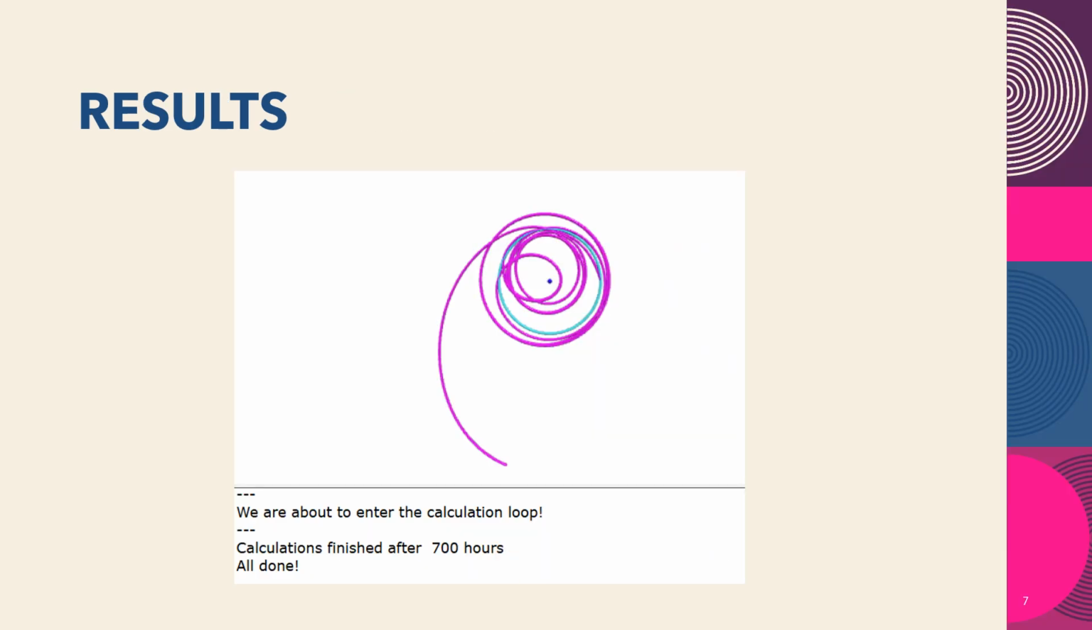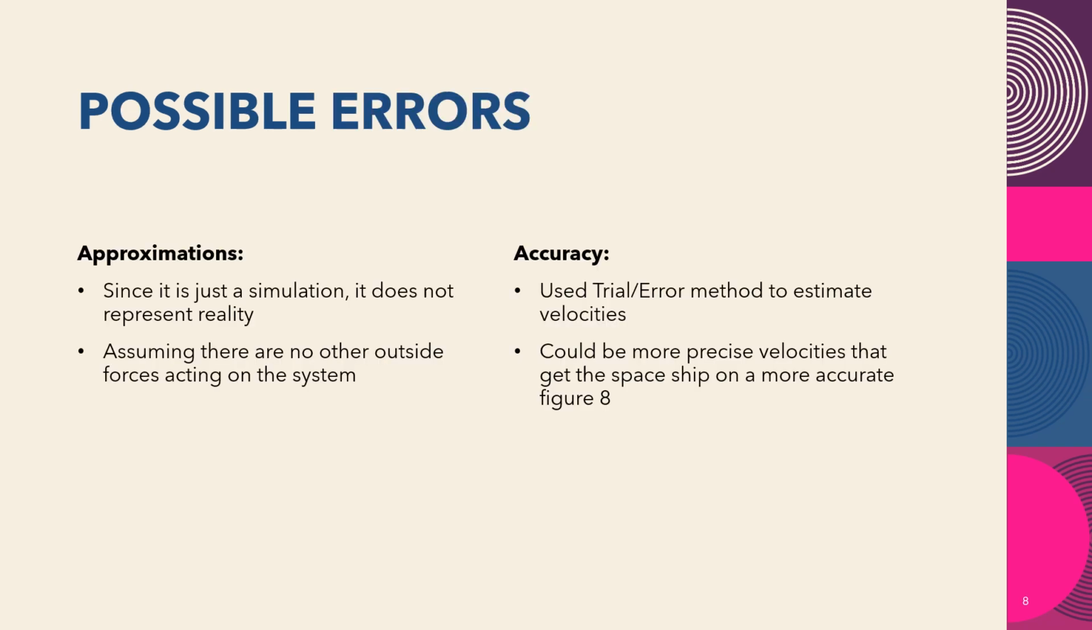And this is the result of the attempts to make the ship orbit in a figure 8 motion. It didn't necessarily work, but I did get the ship to move while being acted on by multiple objects.